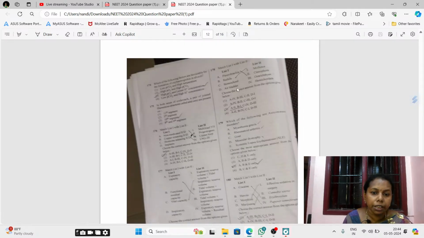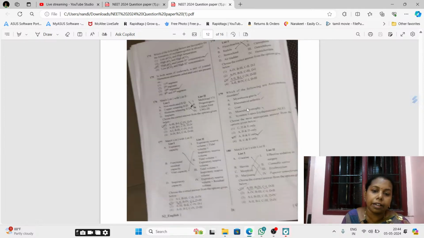Now, we have to match again for this one. Pleurobrachia for 178. 178 Pleurobrachia is Ctenophora. Radula will come under Mollusca. Stomochord, hemichordate. Hair bladder, you can find it in the ostrich thighs. So option 3 is the correct answer.